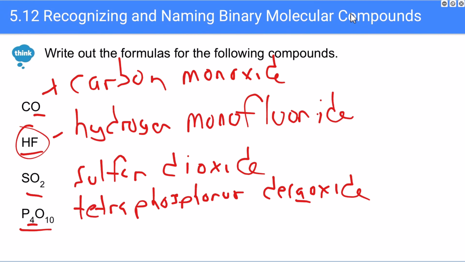These rules with the prefixes, you're only doing prefixes if it starts with a non-metal. That is, it starts with something that is to the right of the stair step on the periodic table or hydrogen. Everything else, charges and cross and drop. So that being said, that is a brief overview of all the material here in chapter number 5.